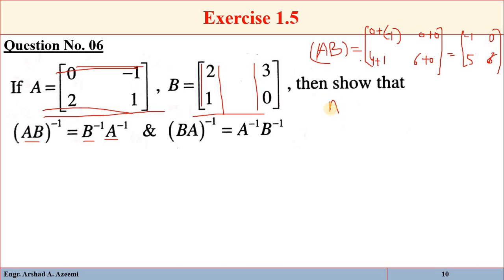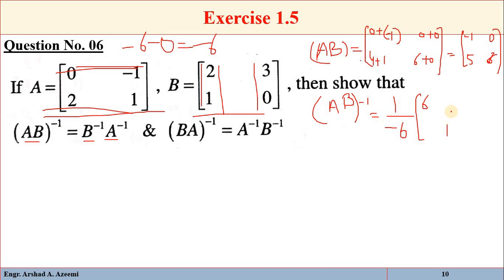Now find out (AB) whole inverse, meaning find out its inverse. So it will be equal to 1 over the determinant of AB. So what will be its determinant? Minus 1 multiplied by 6, it is minus 6, minus 5 multiplied by 0, that is 0, so it is equal to minus 6. So the determinant of AB is minus 6, multiplied by its adjoint.